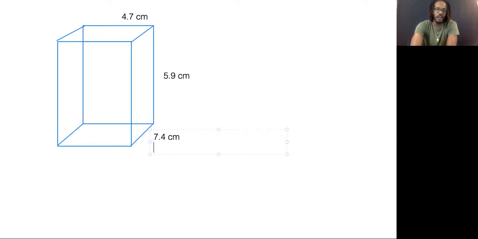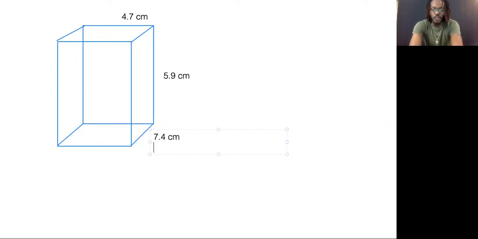Okay, so now that we have all of that info, we can follow our steps to find volume. Step one is always going to be the same. We're going to just write the formula. It's really hard to mess it up when you write the formula first. Volume equals length times width times height. And then we plug in the values for everything that we know.